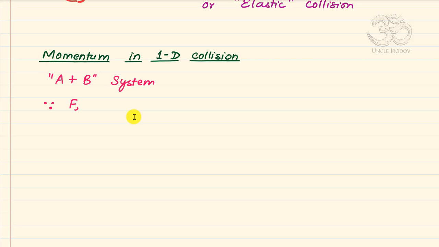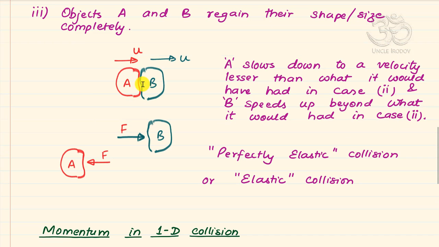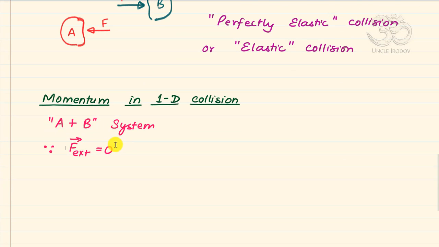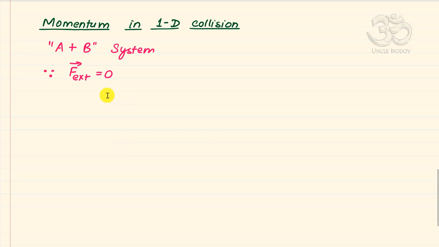So since F external is 0, there is no net external force, there are no individual external forces, nothing of any kind. The only interaction that happens here is between A and B, and these forces are internal forces of the system if I take A plus B as a system. So the net external force is 0, so therefore I can say that acceleration of center of mass should be 0, and if this is the case, then that implies that velocity of center of mass must be a constant.